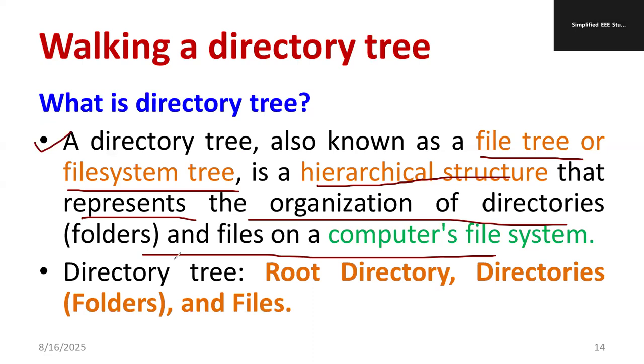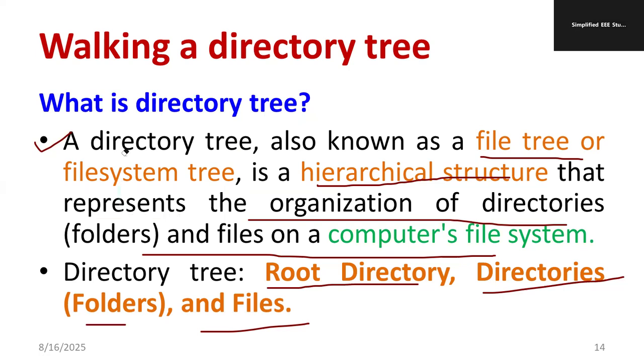Directories are nothing but folders. How files and folders are organized in a computer is basically called a directory tree. So usually a directory tree consists of root directory, directories, and files. There are three components in the directory tree. The first component is the root directory, followed by folders and files.